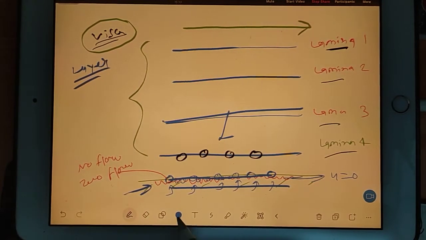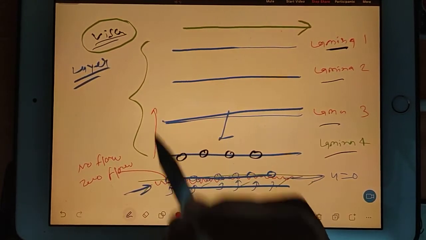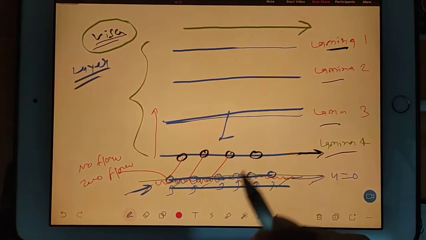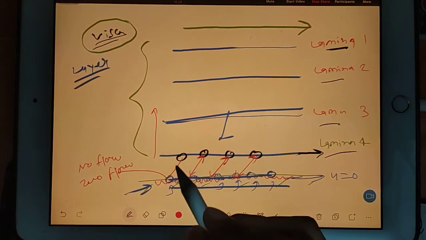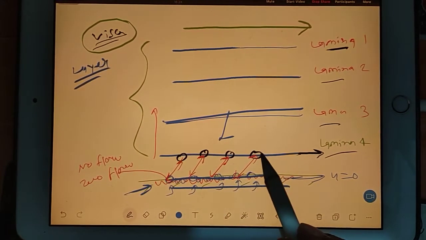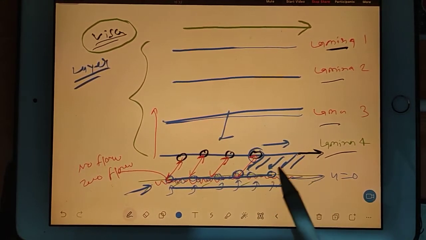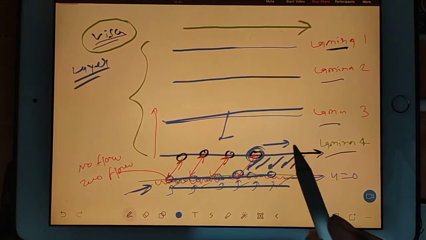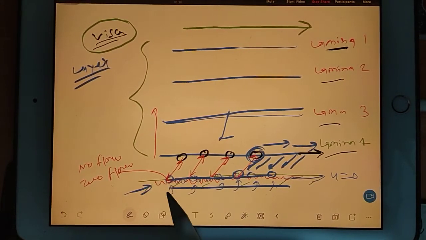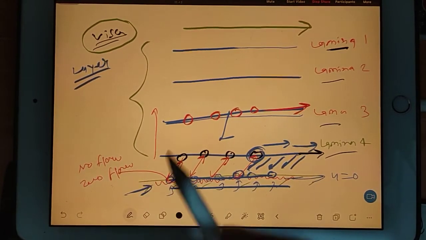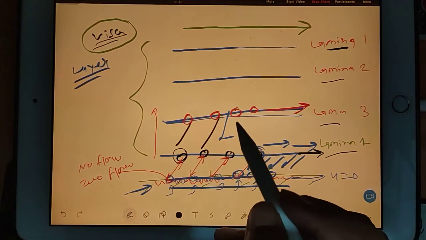But when you talk about the next layers, then the attraction force will start working. Suppose this layer wants to go in this direction. So it will go, but it has to face this attraction force between the molecules. When this molecule tries to go in this direction, this molecule will bring it back. Because of that, this molecule will find it difficult to flow in this direction. In the same way, when these molecules go in this direction, this one will pull them back.